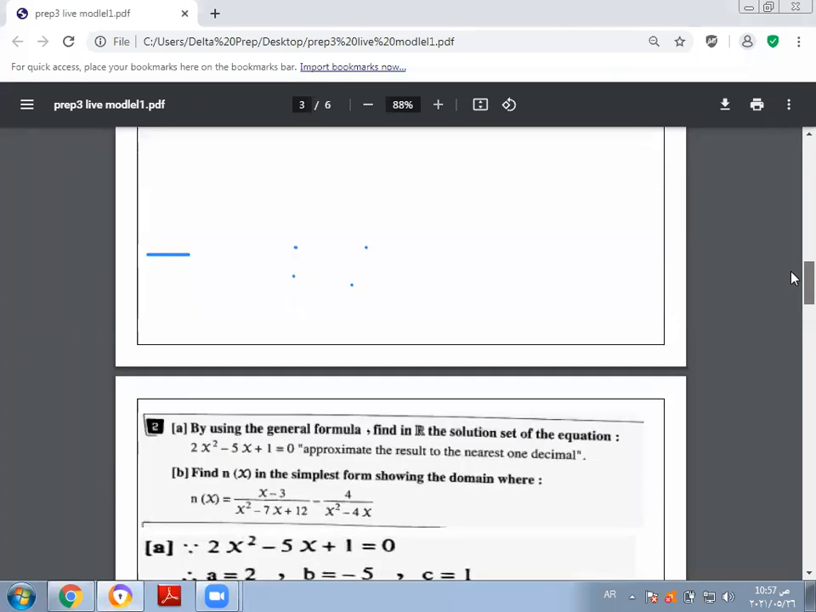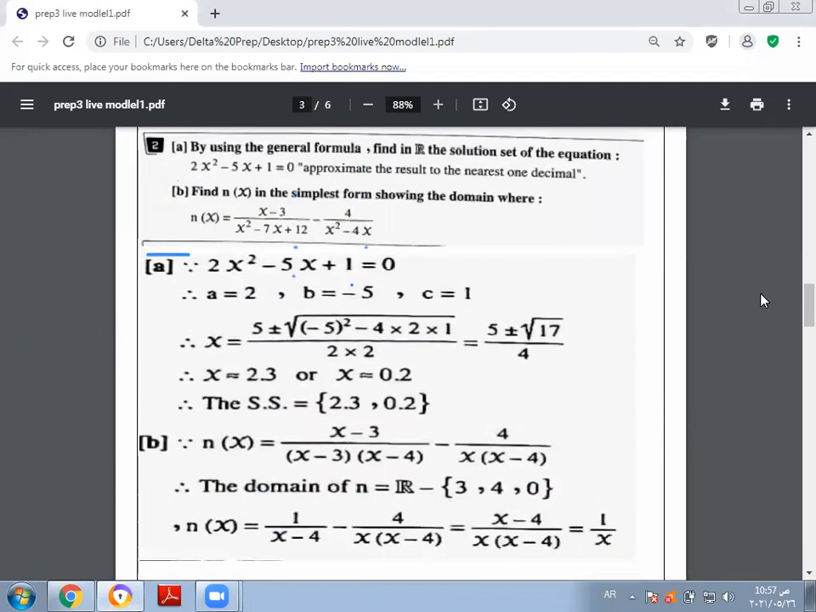If we factorize x power 2 minus 7x plus 12 by using two brackets, it is x minus 3 and x minus 4. X power 2 minus 4x, we factorize it as x times the bracket x minus 4. We find the domain: R minus the set of zeros of the denominator. So R minus the set 3, 4, and 0.